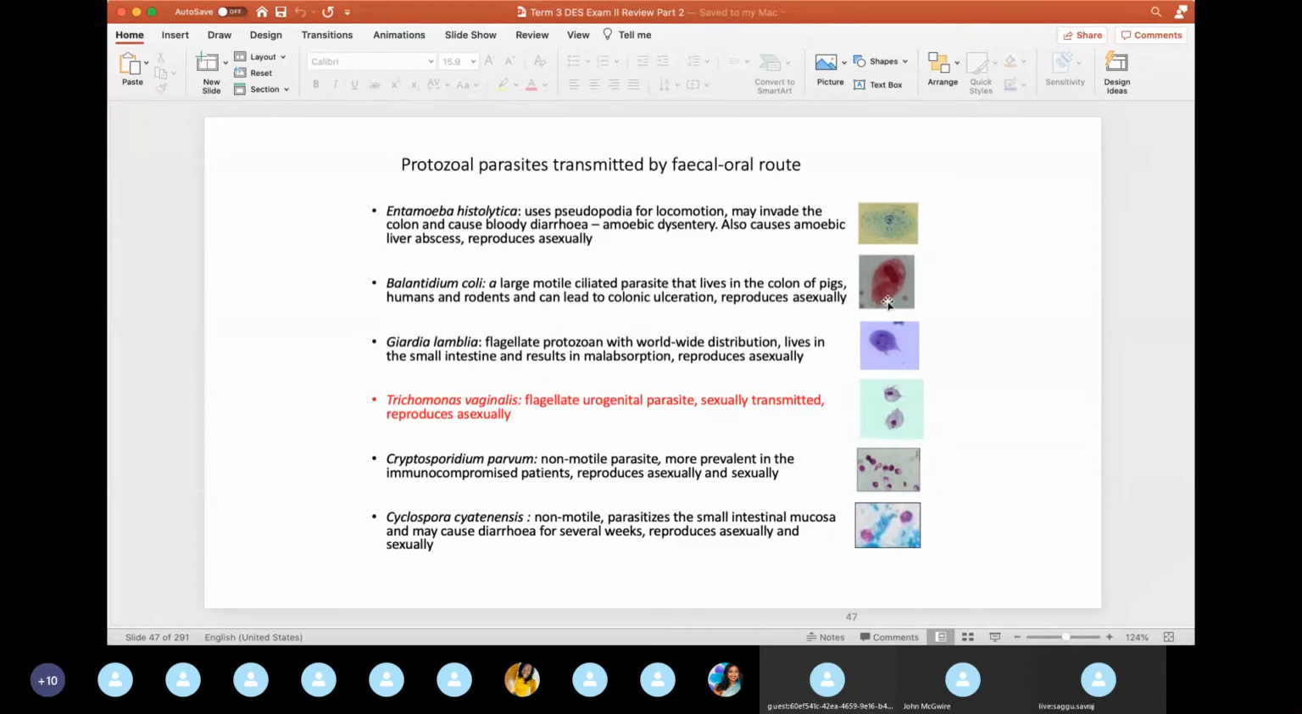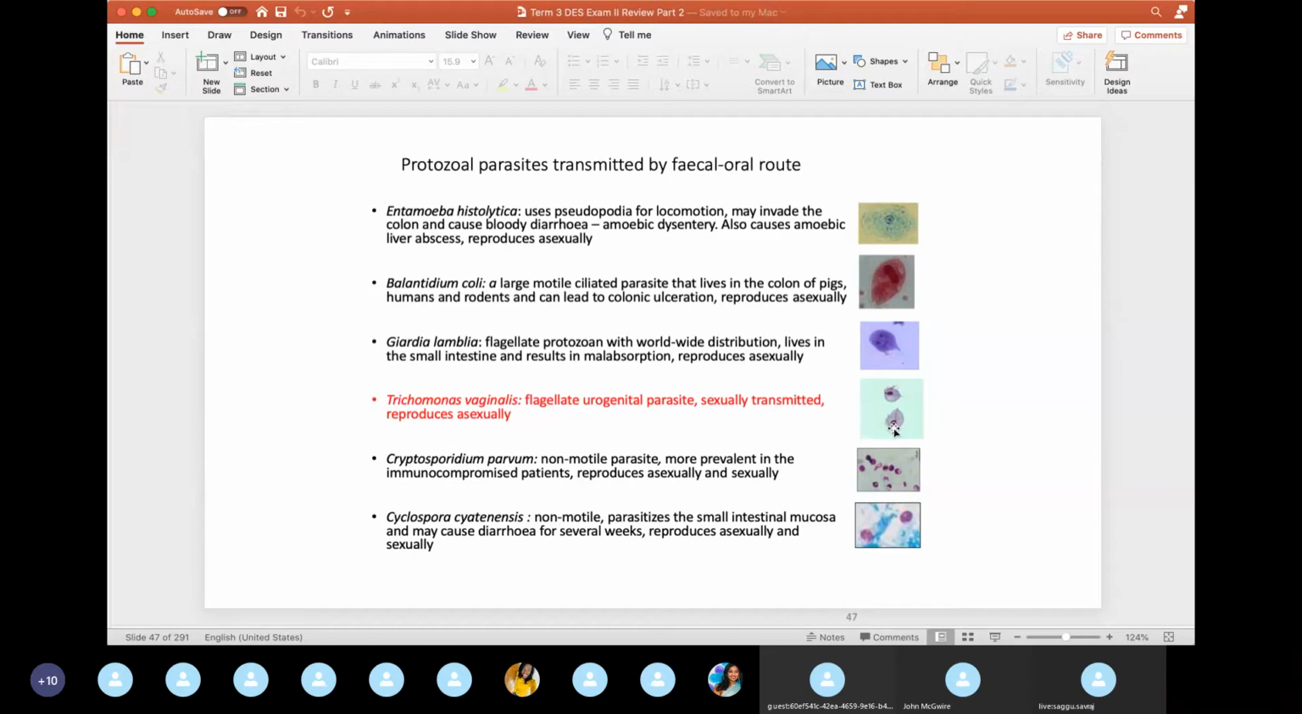Next, Balantidium coli. Look at the image here. You have cilia. Underline that one. It's a motile ciliated parasite that lives in the colon of pigs. How does it reproduce? Asexually. Giardia lamblia. Look at the picture here on the right side. It uses what? Flagella. It's a flagellated protozoan. It lives in the small intestine and results in malabsorption. It reproduces asexually.